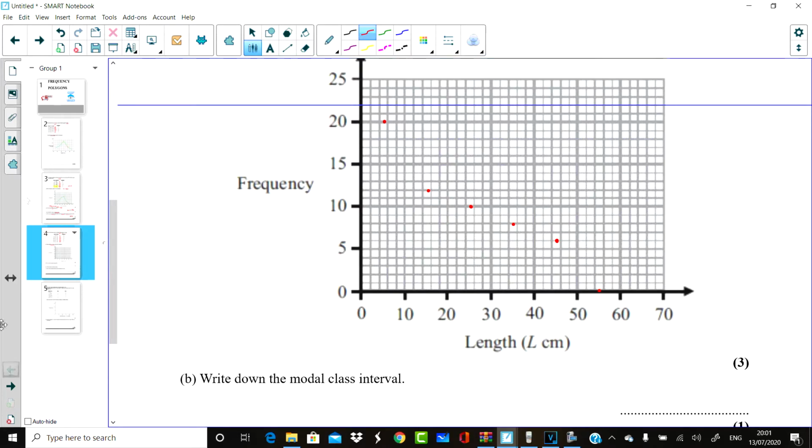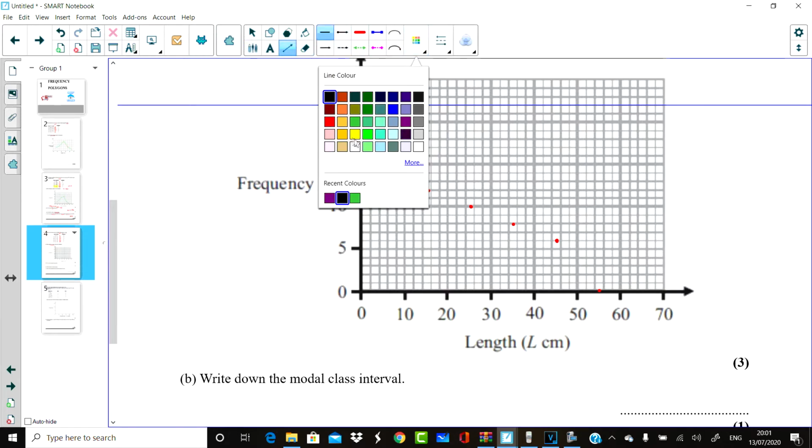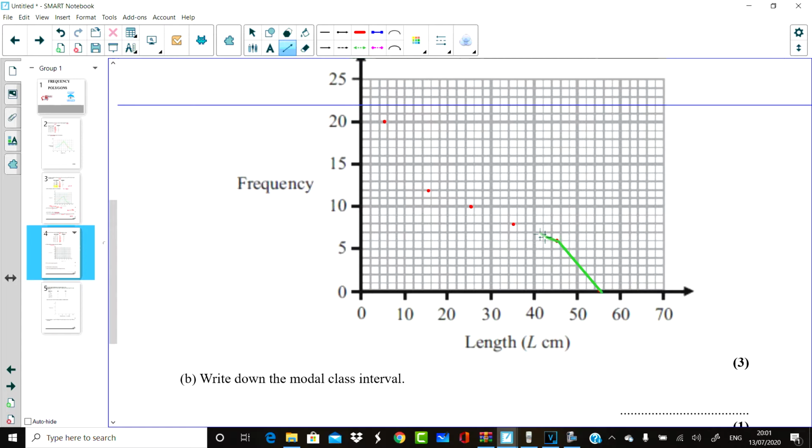Now again, the same method: we're just going to join these up with a straight line. Remember, start from the origin, no curves. So if I just join that there, you should get something that looks like that for your final answer. So that's the frequency polygon.